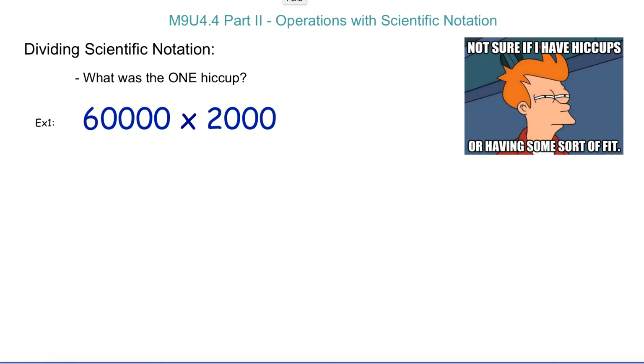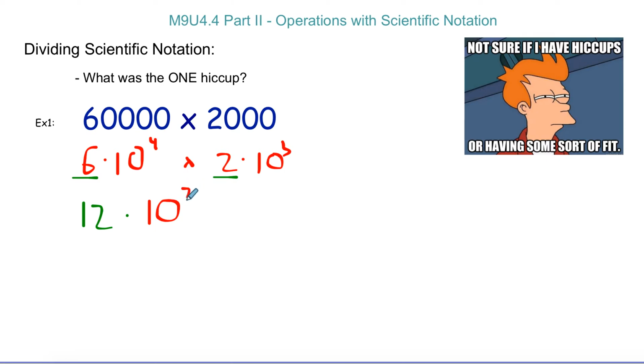Here's the one hiccup. If you do this same thing, this is 6 times 10 to the 4th. And if you multiply that by 2 times 10 to the 3rd, when you multiply the 6 and the 2, you get 12, right? And then you get times 10 to the 7th. The only problem is that's not in scientific notation because this isn't between 1 and 9.